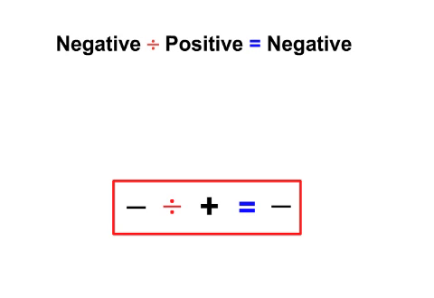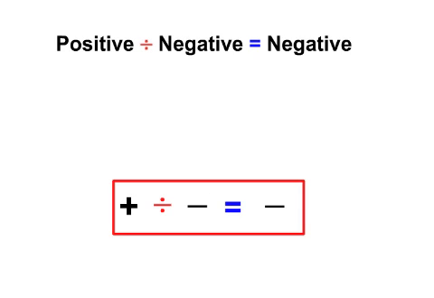Now let's look at negative divided by positive. The answer is negative, because if the signs are different, the answer is always negative. For instance, minus 78 divided by plus 3. Minus divided by plus is a negative. 78 divided by 3 is 26, so the answer is negative 26.